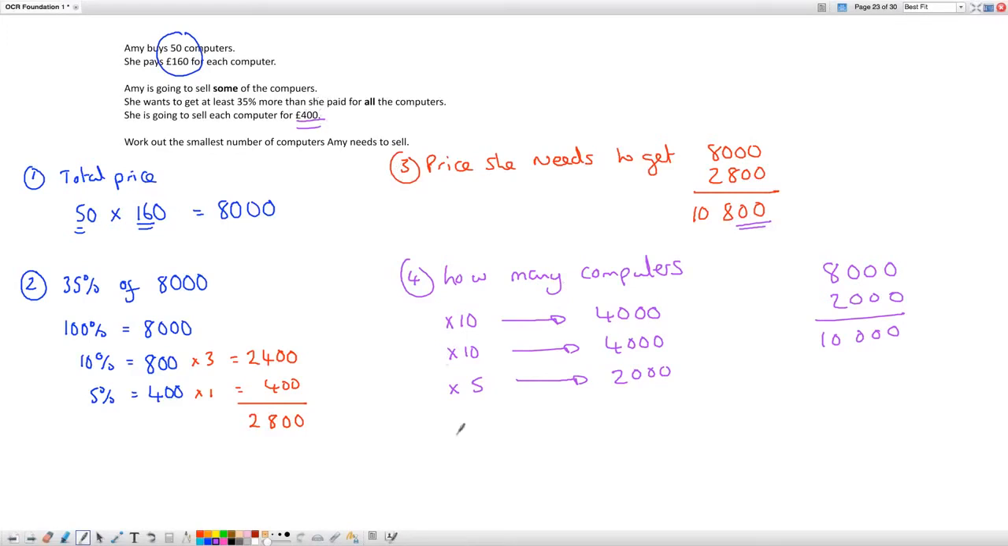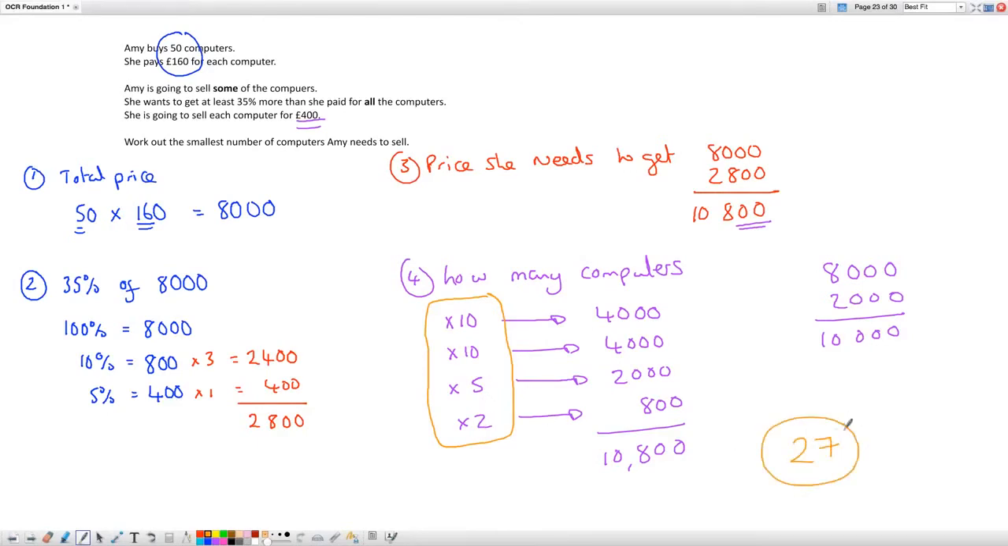Each of them are selling for 400. So if we take another 2, that will give us the 800 we need to make the 10,800. So how many computers altogether here from our calculation? 10 plus 10 plus 5 plus 2 gives us 27 computers needing to be sold for Amy to make at least 35% more than what she paid for all of the computers.